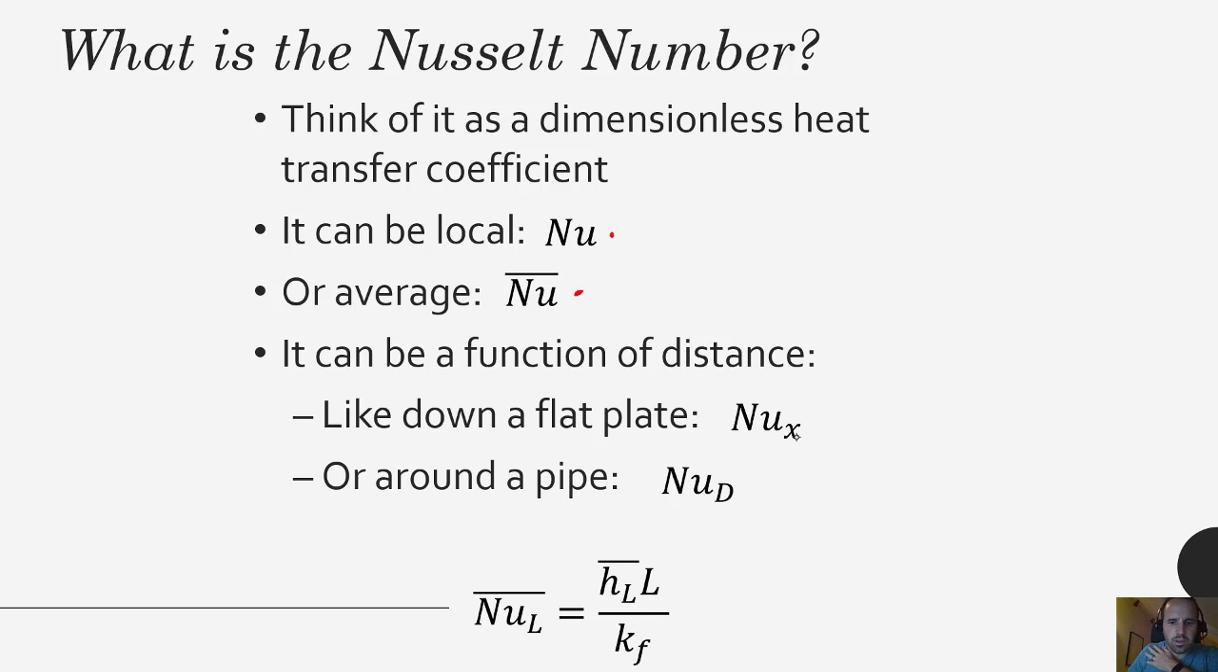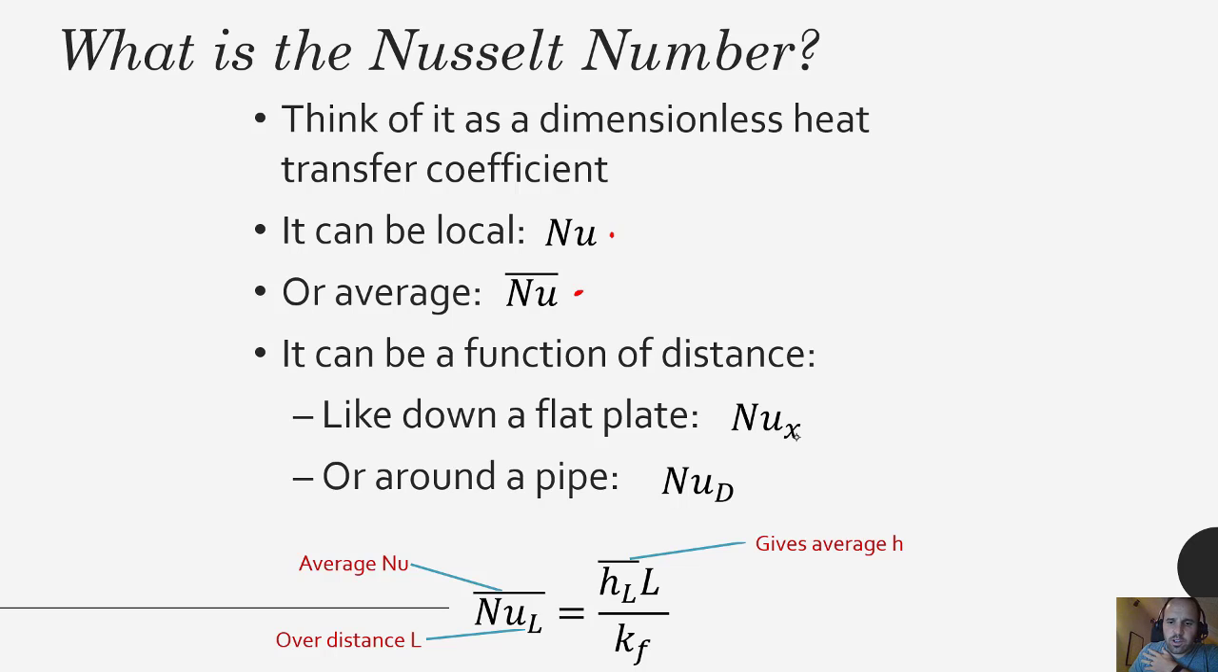So again, the Nusselt number is hL over k, and you just back solve that equation with some really simple algebra to get h as a function of the Nusselt number arising from your correlation. So average Nusselt number has the bar on top of it. The subscript just means that the Nusselt number is evaluated over that particular distance L.